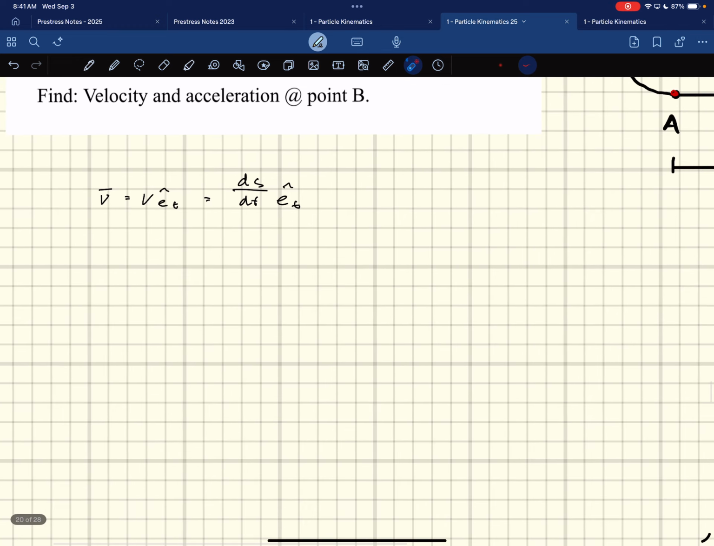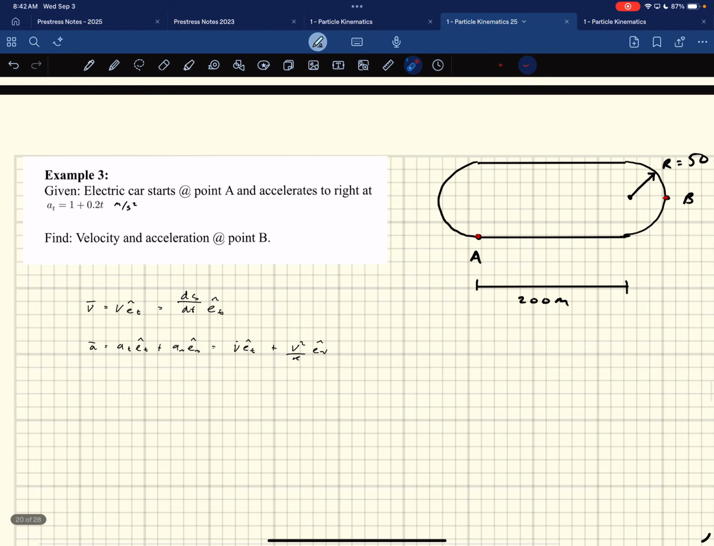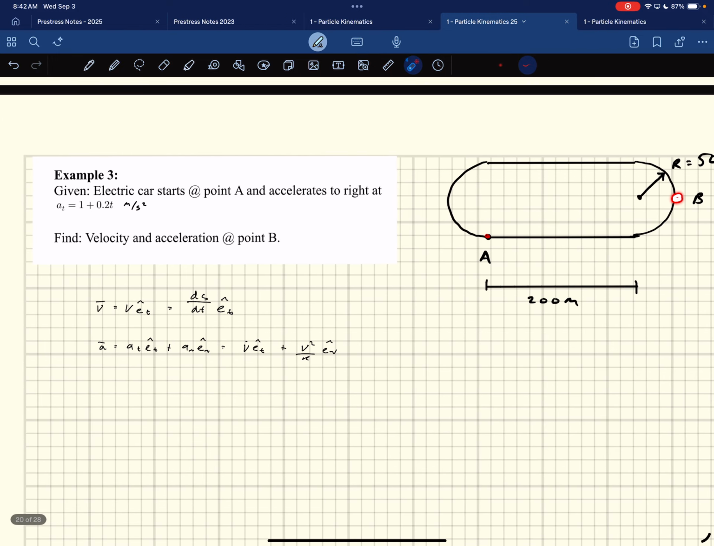And then my acceleration, just to lay out what we're doing, is a_t in the e_t direction plus a_n in the e_n direction, which is equal to v dot in the e_t direction plus v squared over r in the e_n direction, because I'm going to figure out what the velocity is at this point B. If I know that velocity, instead of figuring out what omega is, I'm just going to use that velocity for determining my normal component.